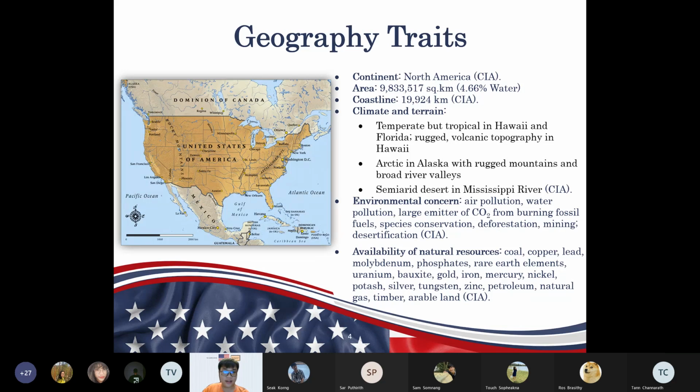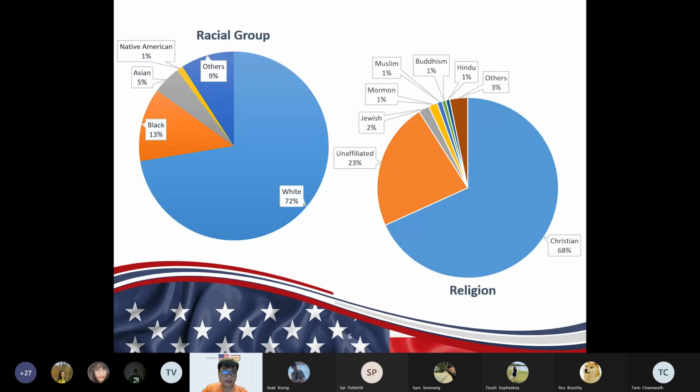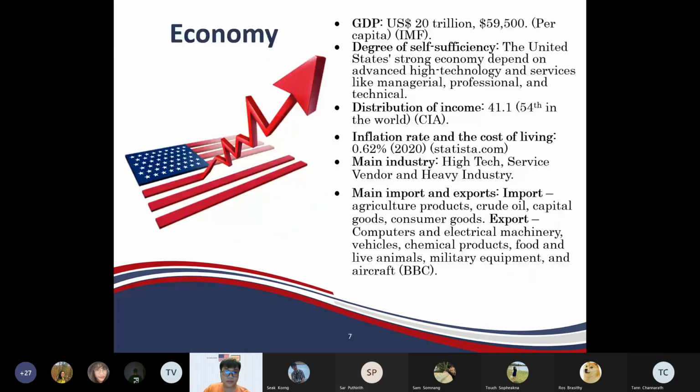And our culture and society, our population growth is 12.33 births and 8.35 deaths. So we have a 0.7 growth rate. And literacy rate is 79%. The unemployment rate is 8.6%. The healthcare condition is 5.7 deaths per 1,000 live births. And the state of communication and transportation services is strong and stable. And the racial group is dominated by white American, and the religion is dominated by Christianity.